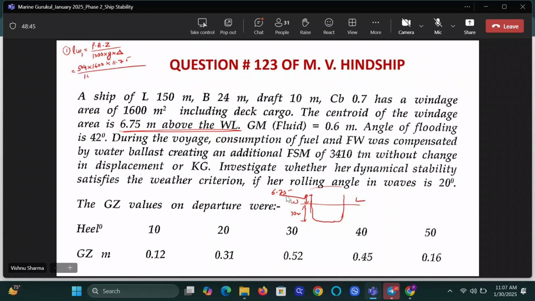Upon 1000 into 9.81. How can I get the displacement, guys? We have the block coefficient. Displacement will be equal to length into breadth into draft into CB. This will be the underwater volume multiplied by the density of seawater. This will be the displacement. Am I right, class? Yes or no? Correct? Correct, guys? Yes. How much is the displacement coming? Can you quickly calculate? 150 into 24 into 10 into 0.7 into 1.025.